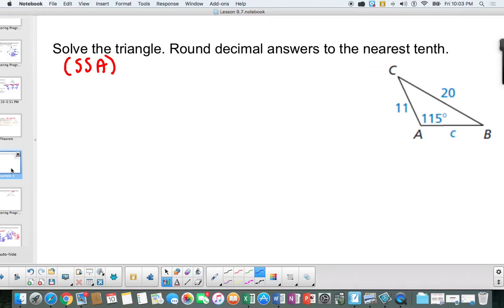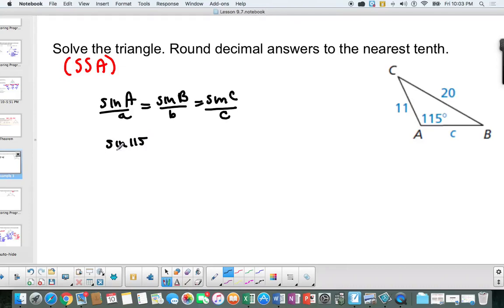In this case, I have two sides and a non-included angle. Two sides and a non-included angle. So this is appropriate for the law of sines. I'm going to write out the formula, sine of A over side A, sine of angle B over side B, sine of angle C over side C. And I have the sine of 115 all over 20 equals sine of angle B over 11 and sine of C all over little c.